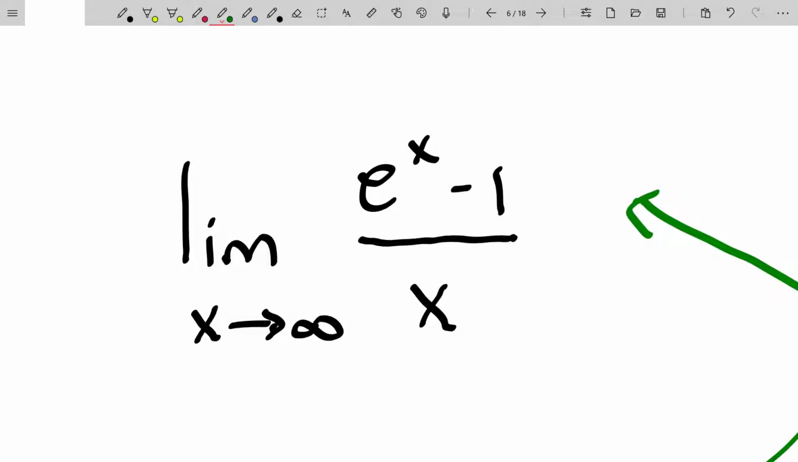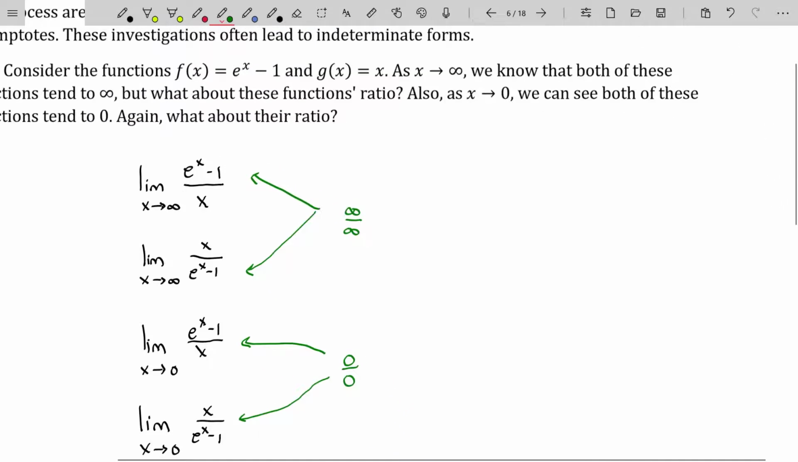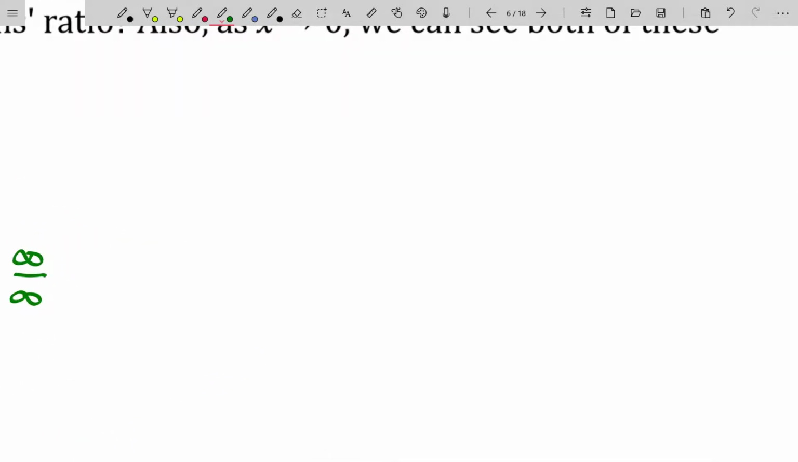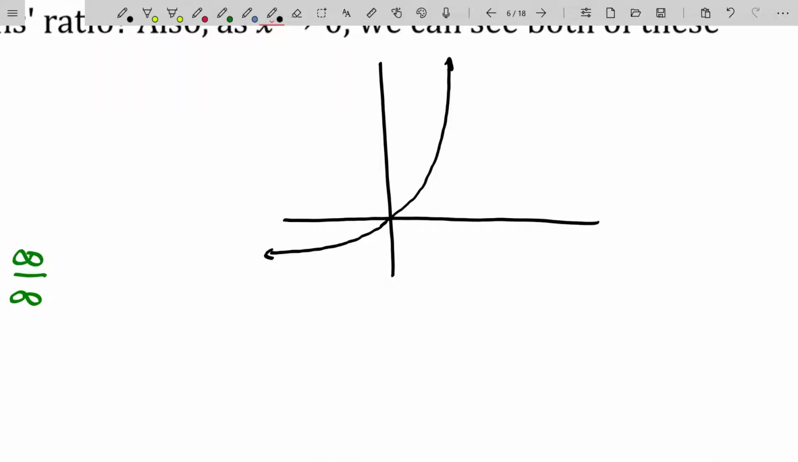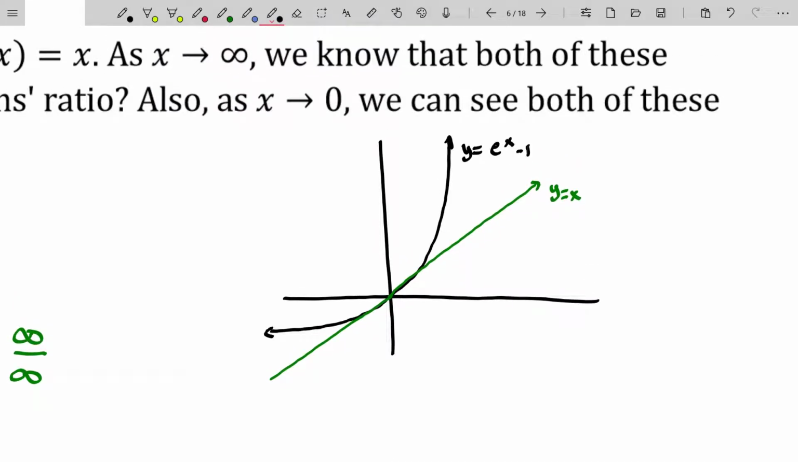L'Hopital's rule says, listen, if you've got a function that's heading to infinity, and you have another function that's heading to infinity, and you're taking their ratio like we are there, well, take a look at a graph. Let me quickly jot down a graph of e to the x minus 1, and if you were to graph y equals x, this is not a super accurate graph, but good enough. You can see that the curve y equals e to the x minus 1 is jumping off to infinity much faster than x is.